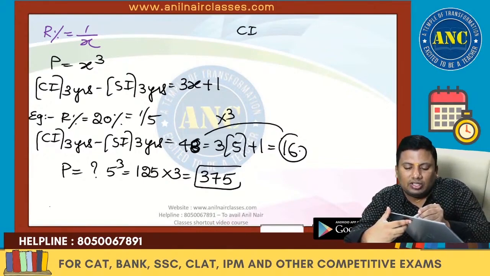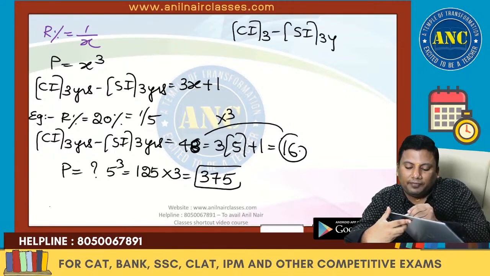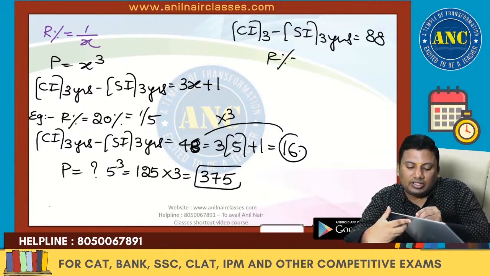Suppose the question says CI for 3 minus SI for 3 is nothing but 88, and R percentage is 14.2857. What is the P value?